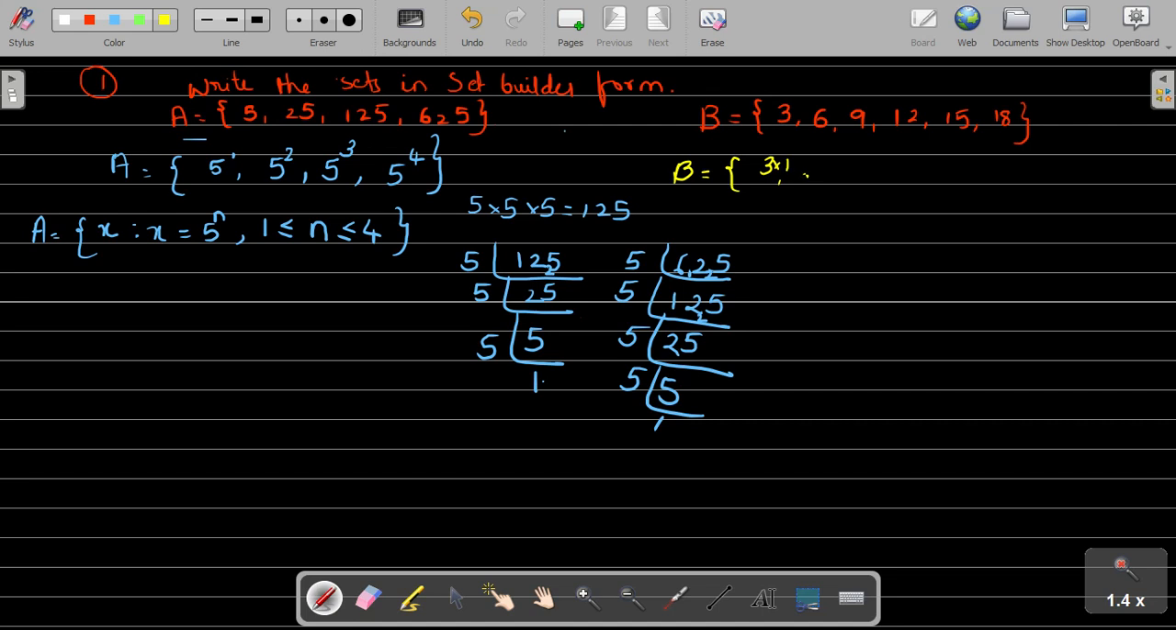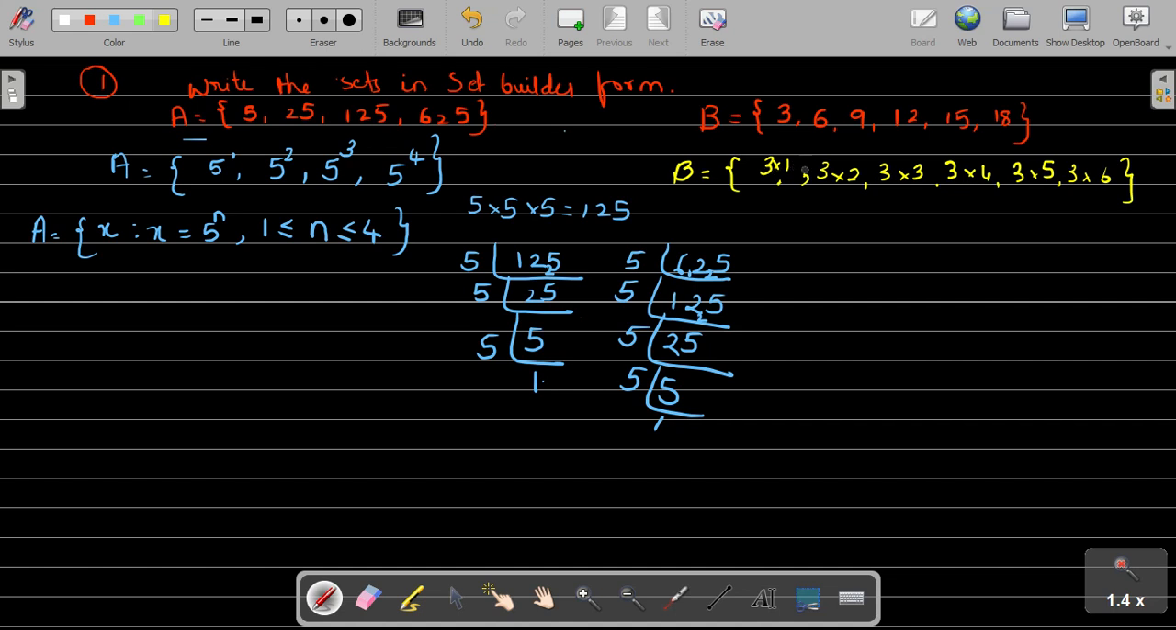Then this 6 can be written as 3 into 2, and this 9 can be written as 3 into 3, and this 12 can be written as 3 fours. 3 fours are 12, and we know 3 fives are 15 and 3 sixes are 18. So what is the thing that is changing over here?